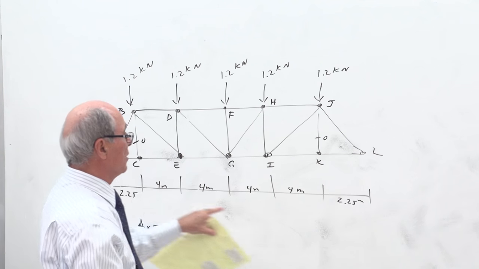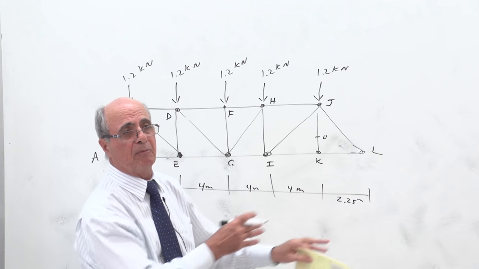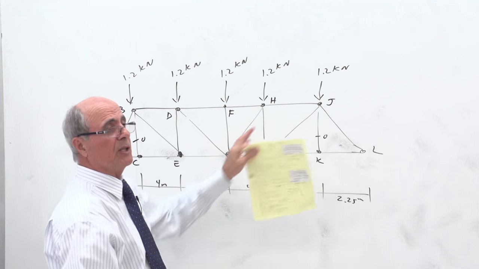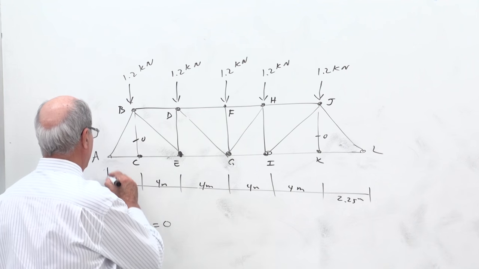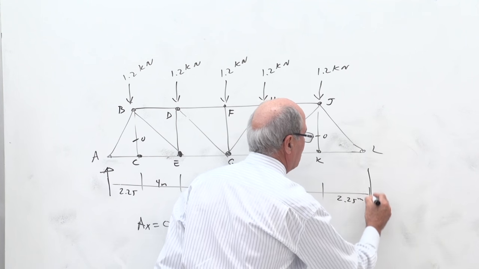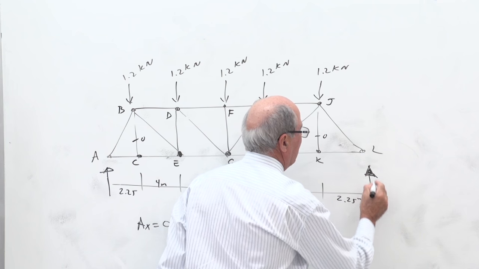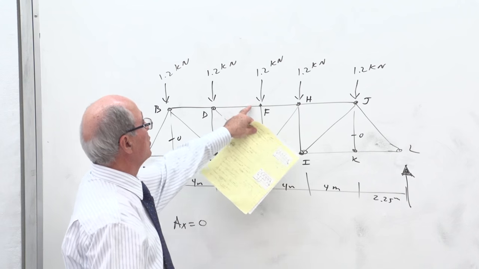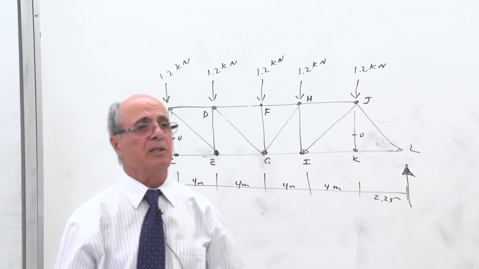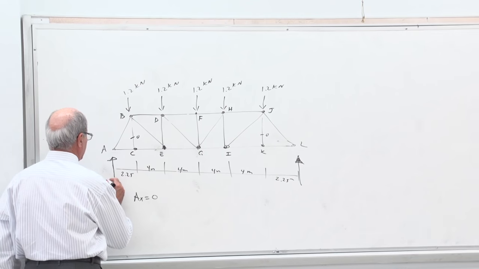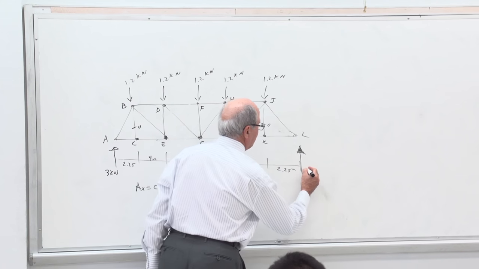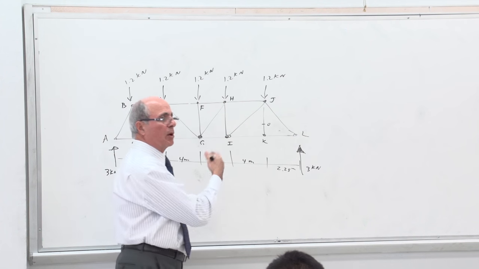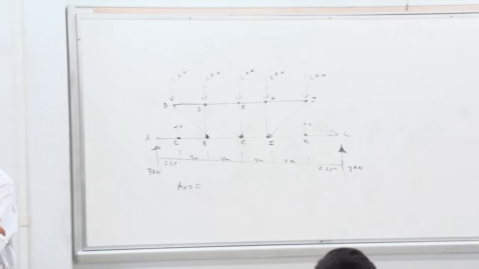If this was 2.25 and this length was 1.25, it would not have been a symmetrical scenario. The loading is symmetrical, so whatever you have at A should be exactly equal to what you have at L as far as the reaction is concerned, so that becomes half a load. So 1.2, 1.2, 1, 2, 3, 4, 5, that's 6 kilonewton divided by 2. Each side has 3 kilonewton because of the symmetrical scenario. And in this scenario, you only solve half of the problem. You don't have to solve the other side because the other side will be symmetrical.